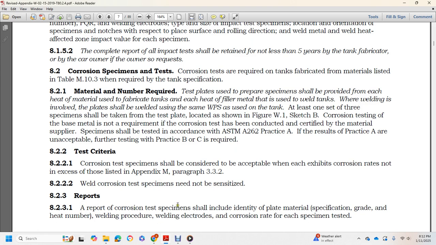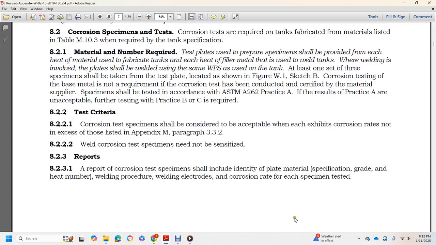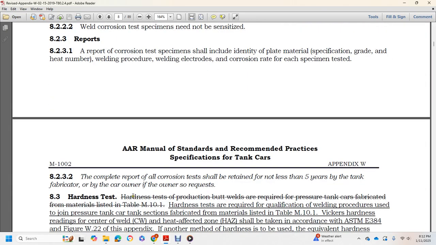8.2.3 The report of corrosion testing specimens shall be identified with the plate material specification, grade, heat number, the welding procedure, welding electrode, and corrosion rate of each specimen tested. 8.2.3.2 The complete report of all corrosion tests should be retained for not less than 5 years by the tank fabricator or by the car owner if the owner requests.